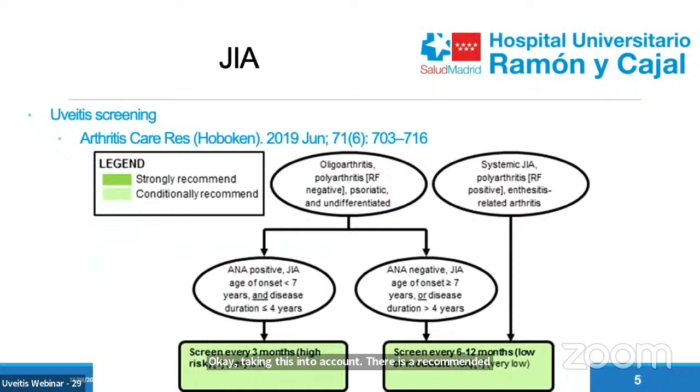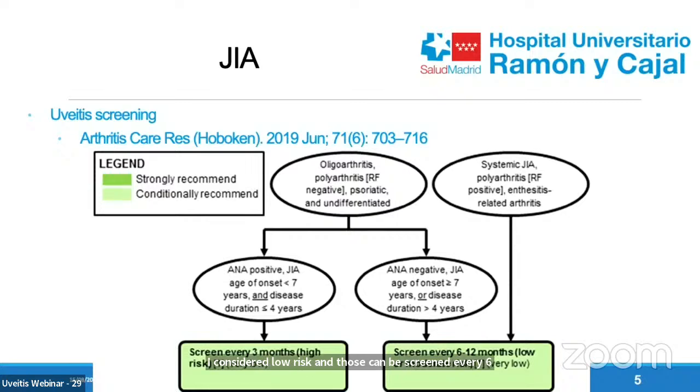This is important because these patients often will not refer any symptoms until they have developed important sequelae. So patients, once they are diagnosed with juvenile idiopathic arthritis, need to be screened for uveitis. Patients with lower risk, with the absence of risk factors, like for example patients with systemic JIA, polyarthritis, rheumatoid factor positive, and enthesitis-related arthritis, are considered low risk, and those can be screened every 6 to 12 months.